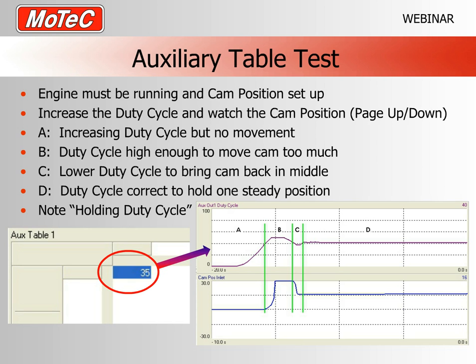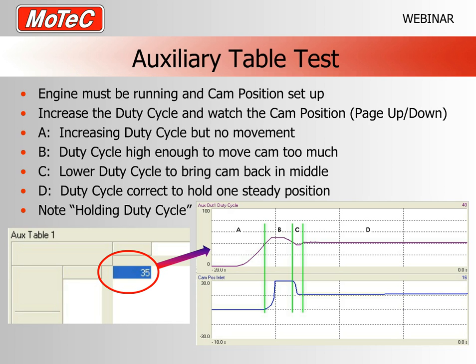What we're actually looking for in C is that we bring down the duty cycle and the cam starts to move backwards, as you'd expect. So right as we go between C and D, what I'm doing is going page up, page down, page up, page down. So I'm varying the duty cycle around, in this example, about 35, and I can see that the cam position has maintained a nice steady position of 16 in this case.